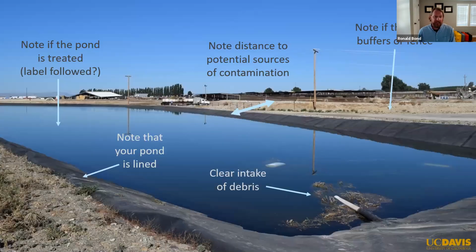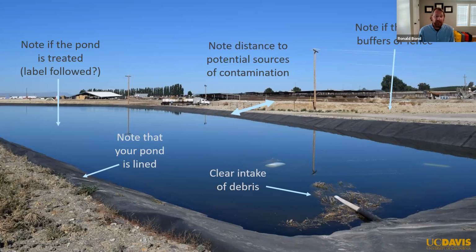So this is another one, and when we're talking about irrigation reservoirs or ponds, there are certain things you want to note, and I illustrated it here rather than having a long list. These are some of the things, like how far am I away from potential contamination? That's a dairy in the background there, and they're stacking manure right near that fence line. So you'll want to note that in your annual inspection. Also, is there any buffer?